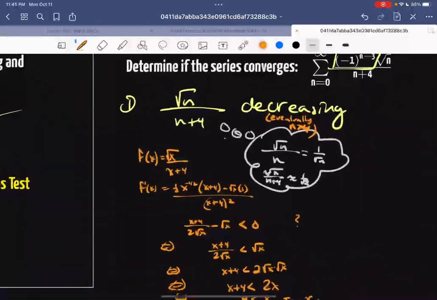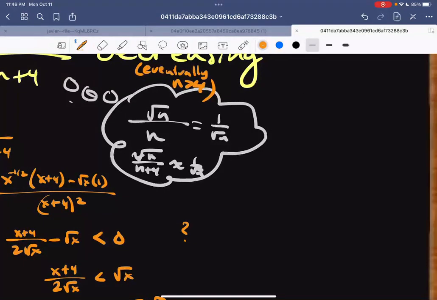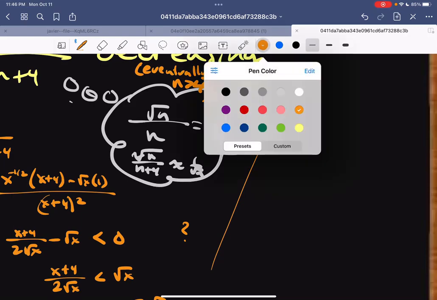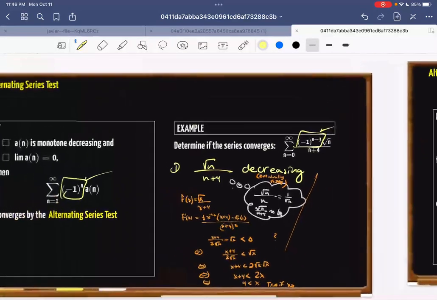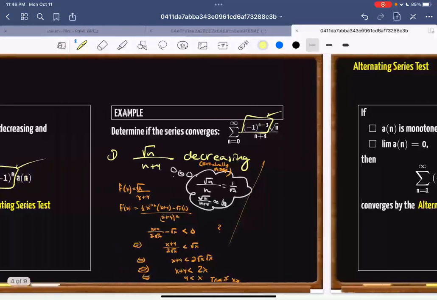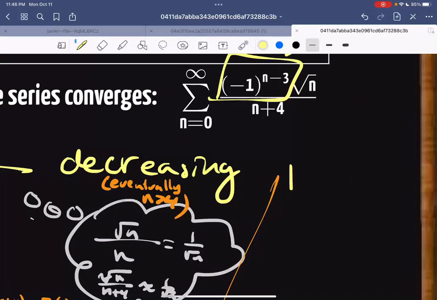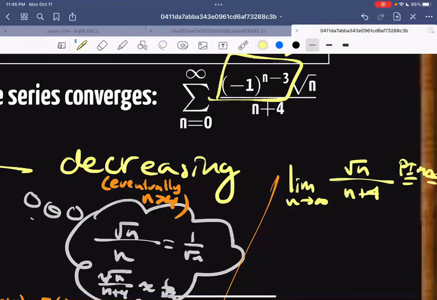Okay, and to show that the limit is 0 is super easy. You could just do a little L'Hopital. We'll do it here. So this is the second condition, okay? We first show that it's monotone decreasing. Next, I need to show that the limit is equal to 0. I can do that. Take the limit as n runs towards infinity of square root of n, all over n plus 4. If I try the plug-in method, that gives me infinity over infinity.